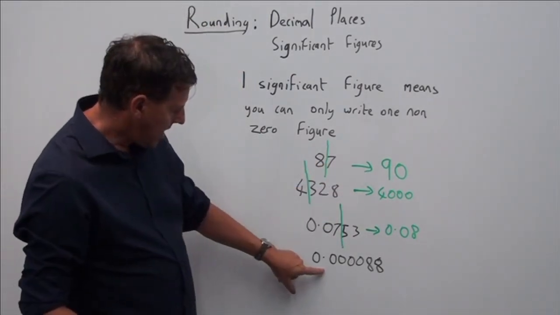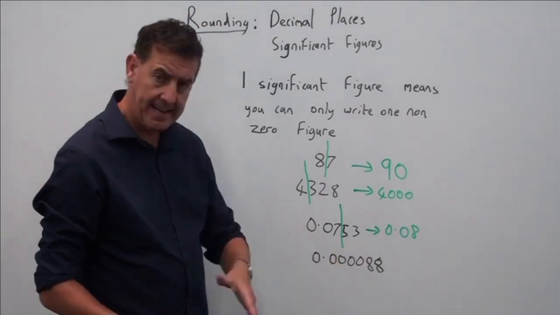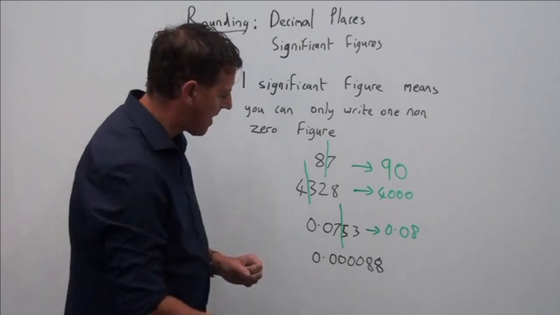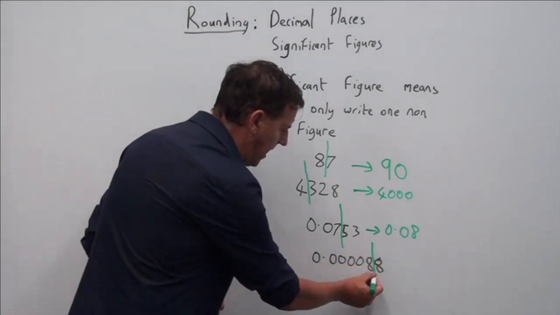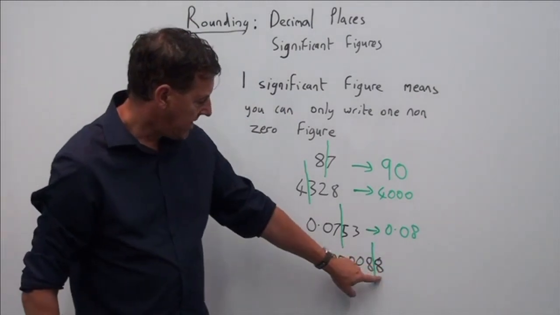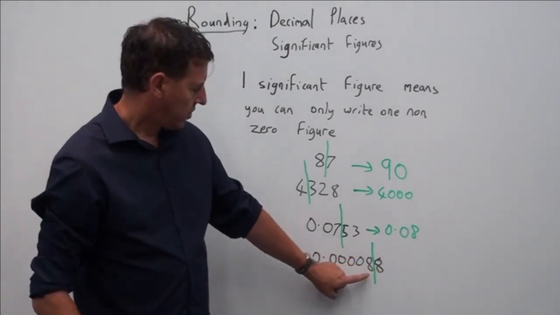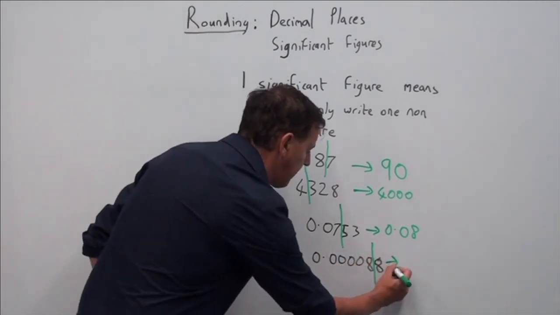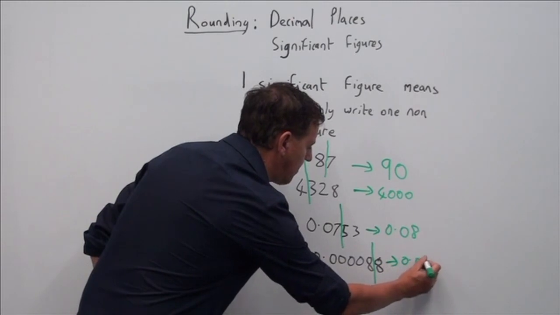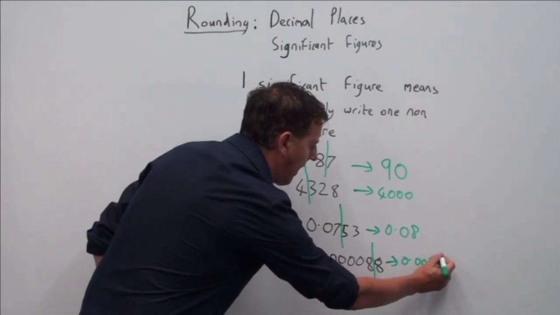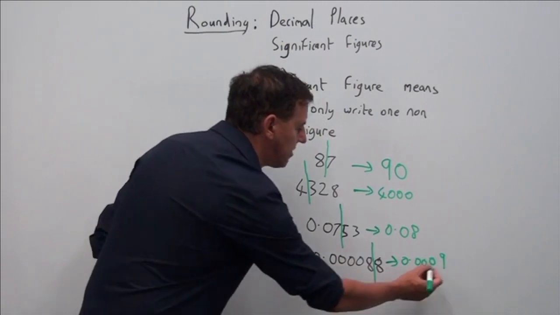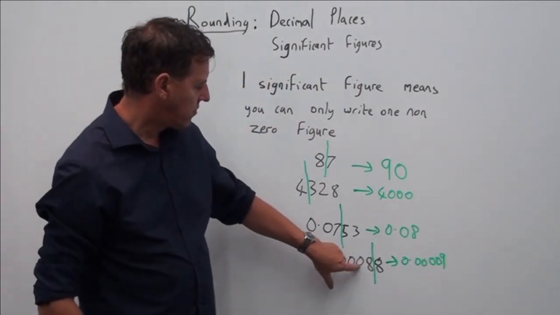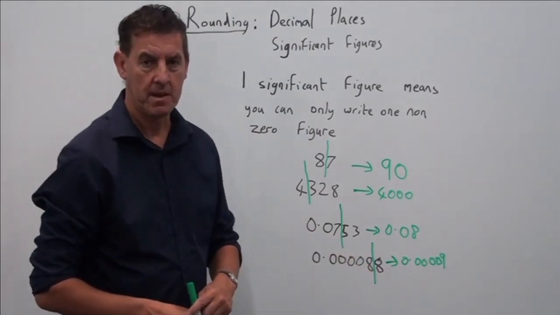So if we look at this number here, 0.000088, it has two significant figures as it stands at the moment. I'm going to round to one significant figure, so I stop there. I make a decision on this 8, it's 5 or more. So when I round the 8 up, it goes to a 9. So to one significant figure, that's 0.000, and that 8 has moved into a 9. So the final answer, 0.00009. Thank you.